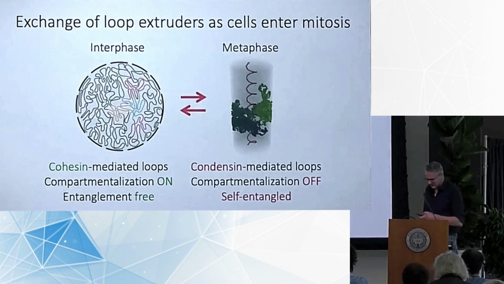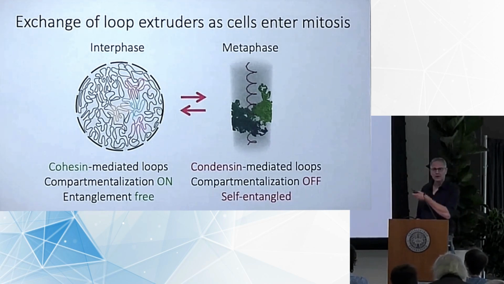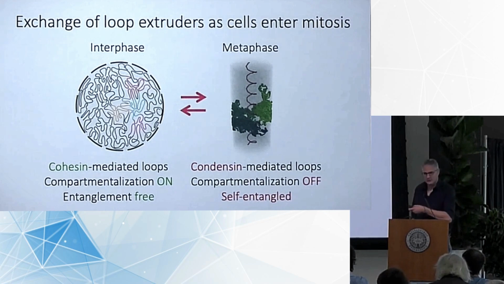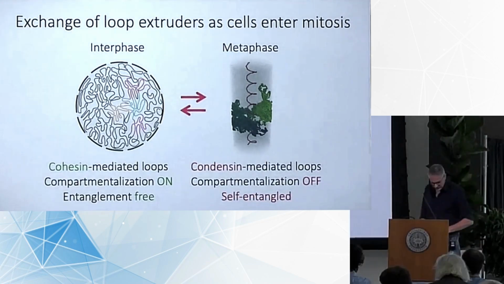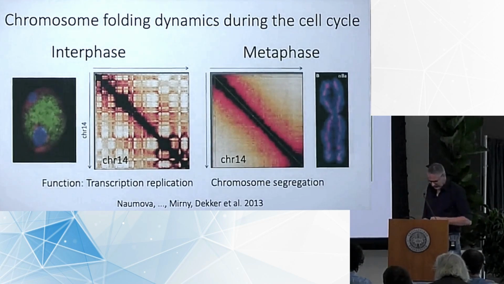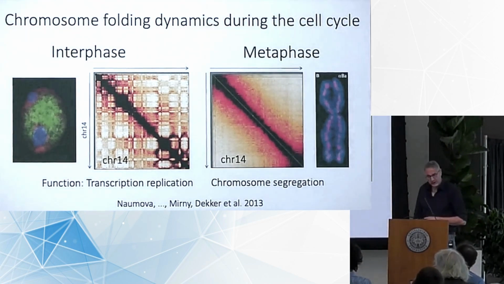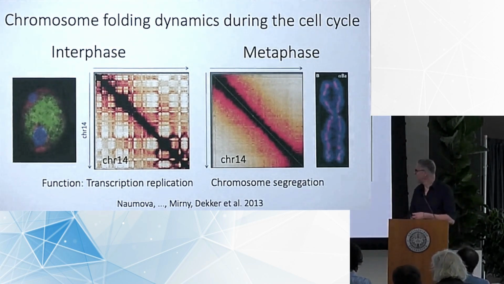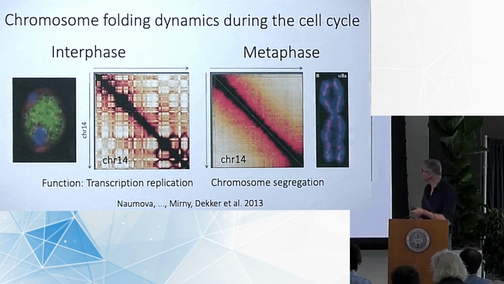So what I want to focus on today mostly is what happens during this transition, because it provides a beautiful example of how just implementing loop extrusion in different ways, and how machines that make loops interact with each other, goes from interphase to metaphase, focusing mostly on this switch from cohesin to condensin-mediated loops. And again, looking at this transition from interphase to metaphase, which happens really, really quickly, gives us an opportunity to study the interplay between cohesin and condensin and how they regulate each other or interact with each other during this transition.